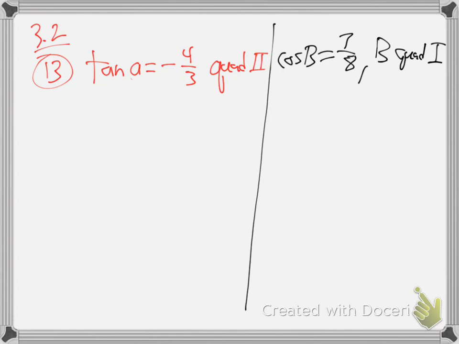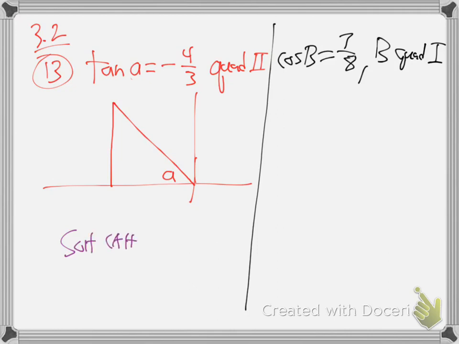All right, so let's draw our triangles. So I'll draw a triangle over here, quadrant 2. And put my triangle. And here's angle A. And we're supposed to do SOHCAHTOA here, right? So tangent is opposite over adjacent. So this is the opposite side, adjacent side, hypotenuse. So tangent is 4/3, so this would be 4, 3, and it's negative.